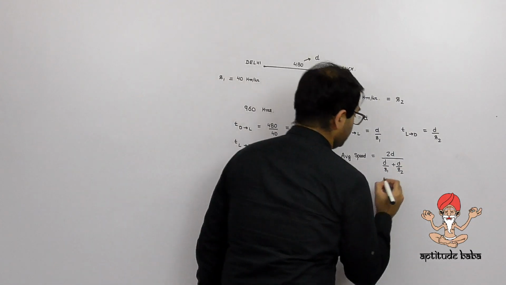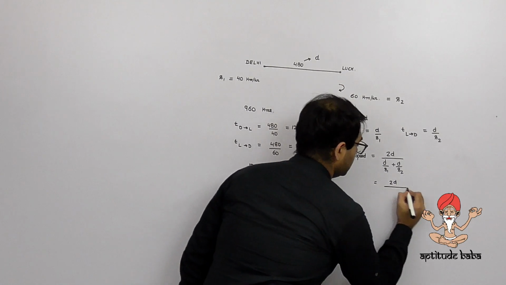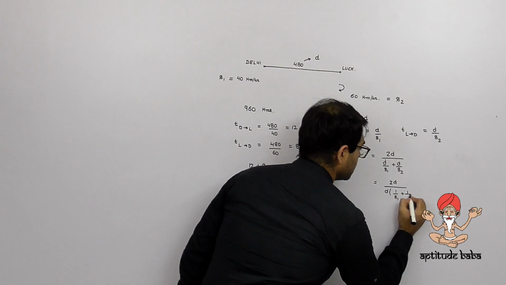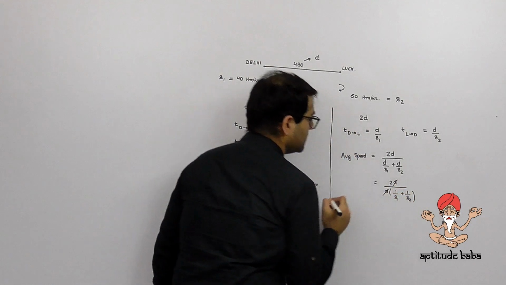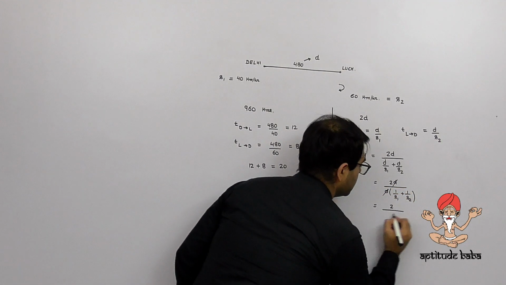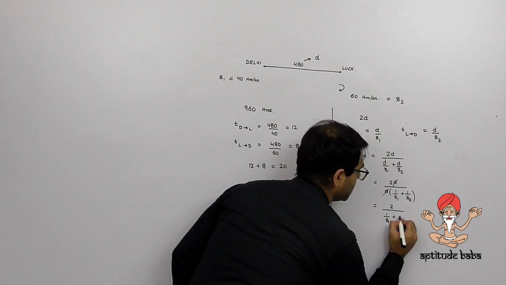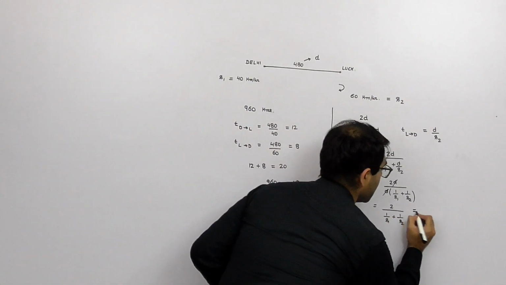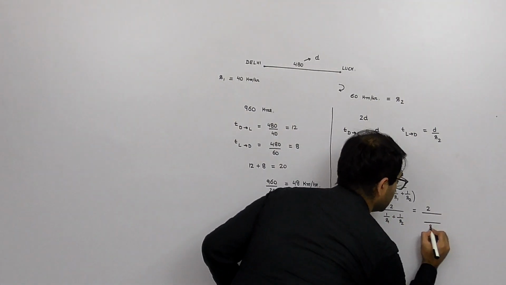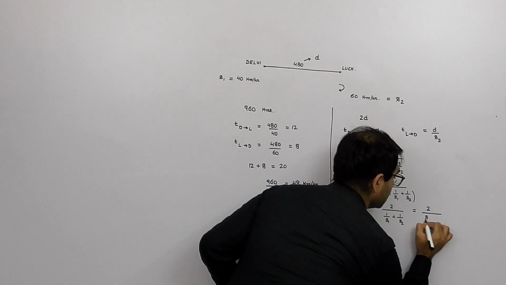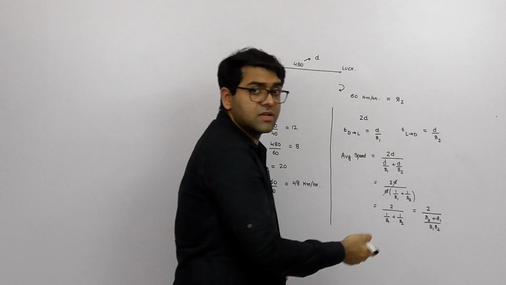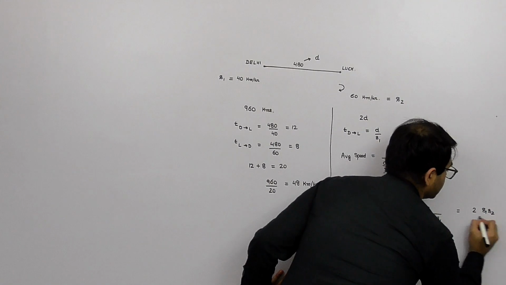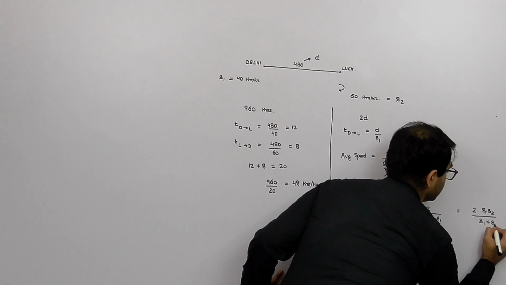इसको फर्दर सिंप्लीफाई कर लेते हैं. सो न्यूमरेटर में से और डिनोमिनेटर में से d को कैंसिल किया जा सकता है. So d gets cancelled. Now what I have is 2 by 1 upon s1 plus 1 upon s2. s1 और s2 को LCM लिया जा सकता है. So what I have next is 2 divided by s1 s2 and s2 plus s1. Now I can rearrange the terms so that the final formula ends up becoming 2s1 s2 divided by s1 plus s2.